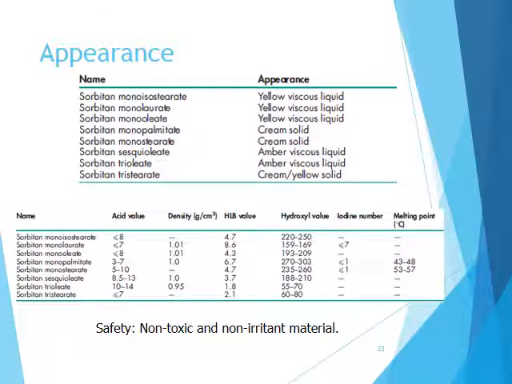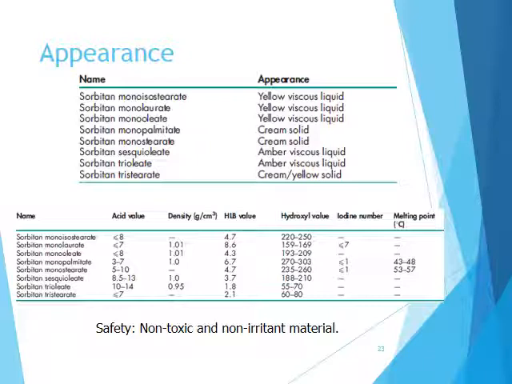This slide is showing the appearance of different spans. We have different grades of spans, and each has a different appearance. In this case, sorbitan monoisostearate is a yellow viscous liquid, monolaurate is the same, but monopalmitate is a cream solid, and so on. So each type of sorbitan may have a different appearance or different color.